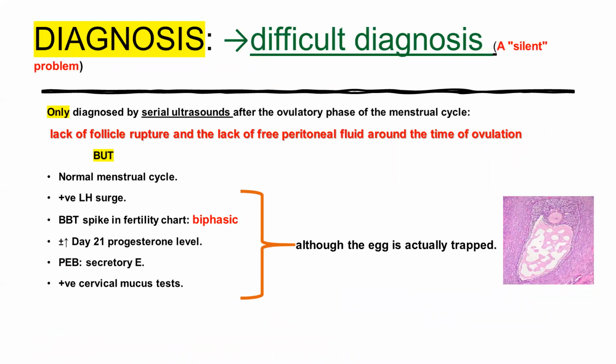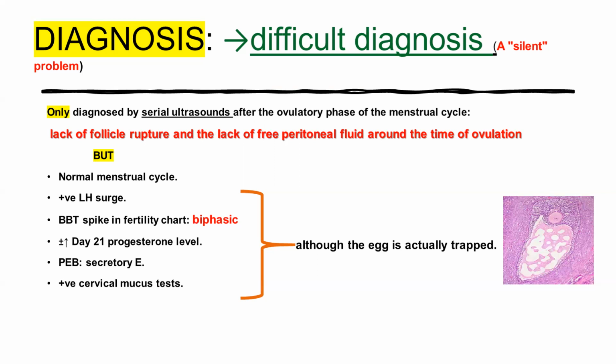And what about the diagnosis? The diagnosis actually is difficult because we don't do serial ultrasounds for all patients who are coming to our clinics. So it is a silent problem. It is only diagnosed by serial ultrasound after the ovulatory phase of the menstrual cycle. And at that time, you will see lack of follicular rupture and lack of free fluid in the pouch of Douglas at the time of ovulation.